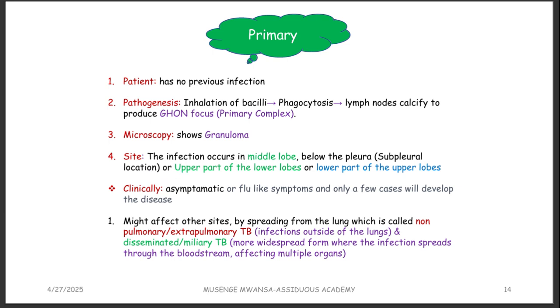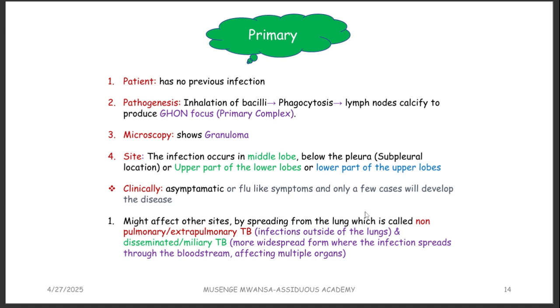So the part of the lung that is affected is either the upper part of the lower lobe or the lower part of the upper lobe or the middle lobe. You know, the middle lobe is going to be on the right side, isn't it? So upper part of the lower lobe or lower part of the upper lobe. Clinically, someone is going to be asymptomatic, or they can have flu-like symptoms in a few cases. Primary TB can also end up affecting other organs.